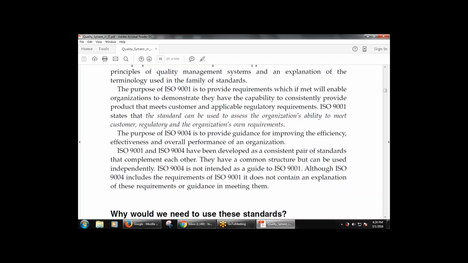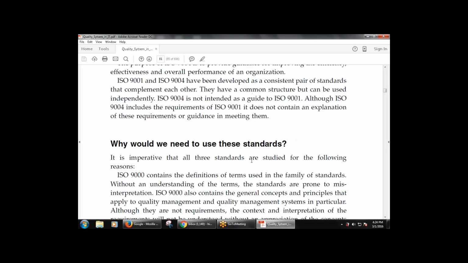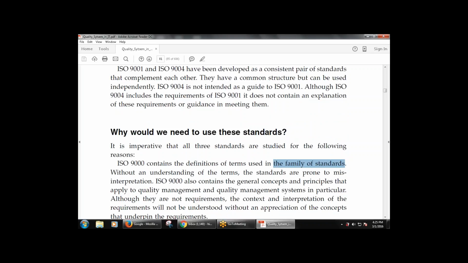Now, why would we need to use these standards? That is the next question. Why are we using these standards? What is the main advantage or benefit of using them? So the answer is that ISO contains a definition of the terms that are used in the family of standards. Without an understanding of the concepts, the standards are prone to misinterpretation.